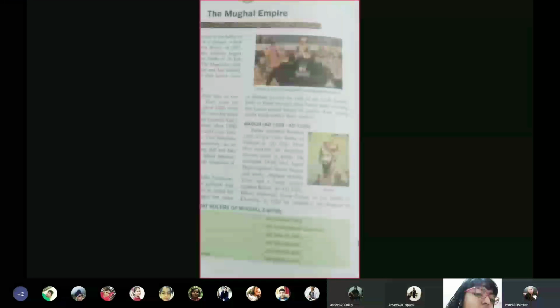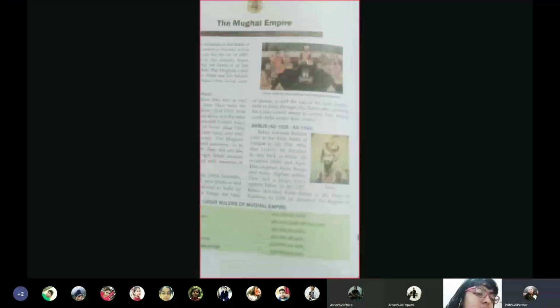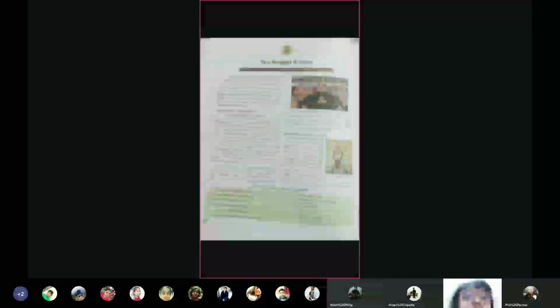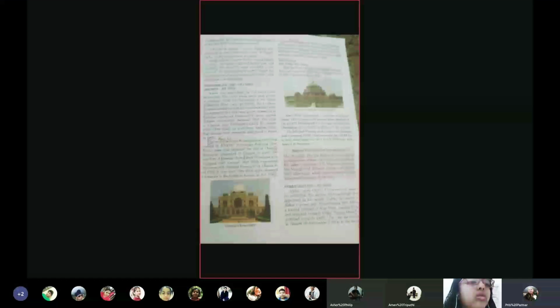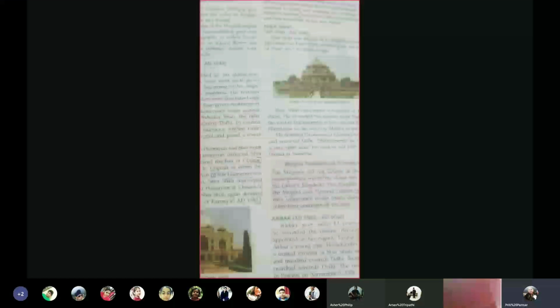In 1528, he defeated the Rajputs at Chanderi. He also defeated the Afghan nobles in the Battle of Ghagra in AD 1529. Later, he conquered Gwalior, Dholpur, and other places. He became the ruler of Punjab, Delhi, the Ganga Plains, and Bengal.